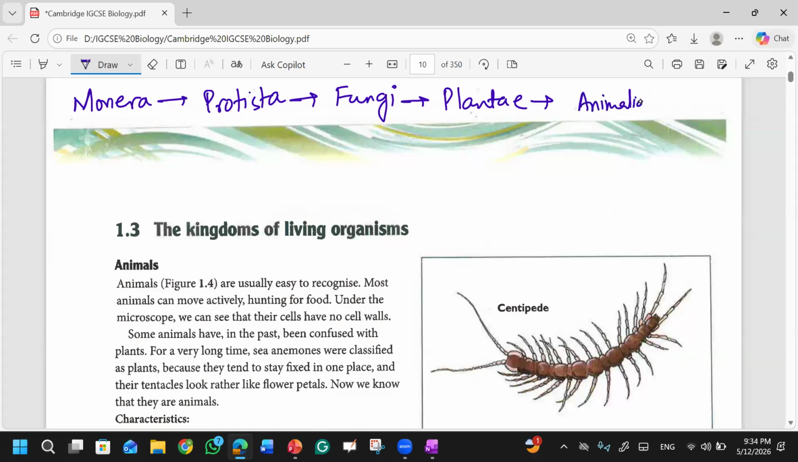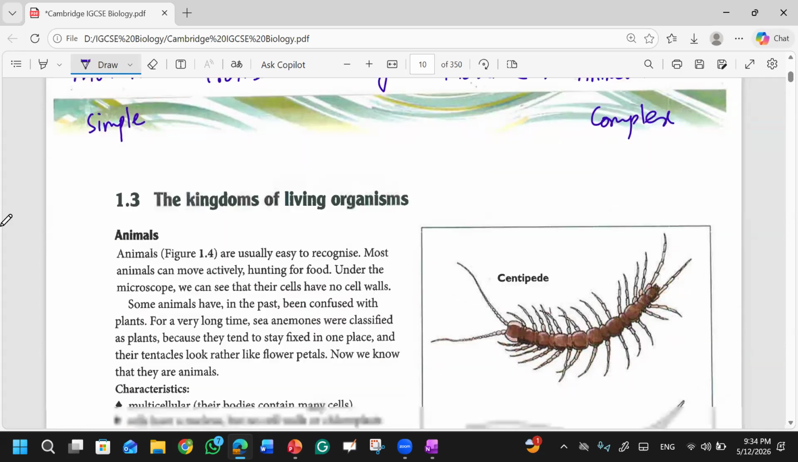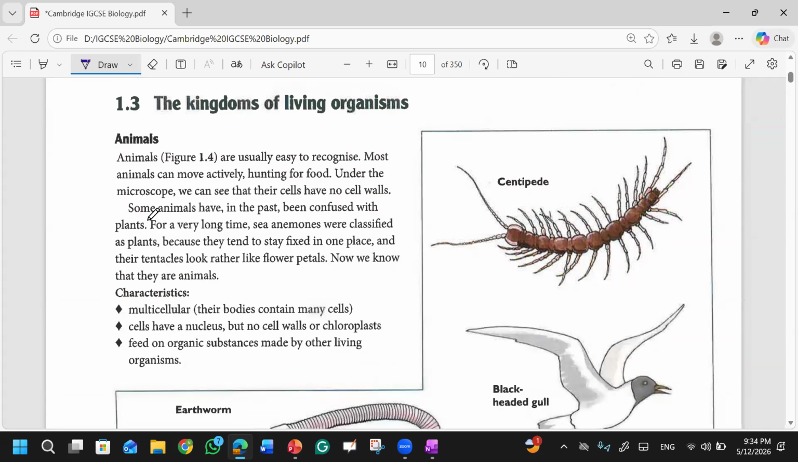And how do we classify them? This is the most simple one, and this is the most complex one. Now they have mentioned in the five kingdom classification, firstly, they started from the complex one because that is easier for us to understand, because you have seen the animals at different places. So kingdom Animalia is the most complex.